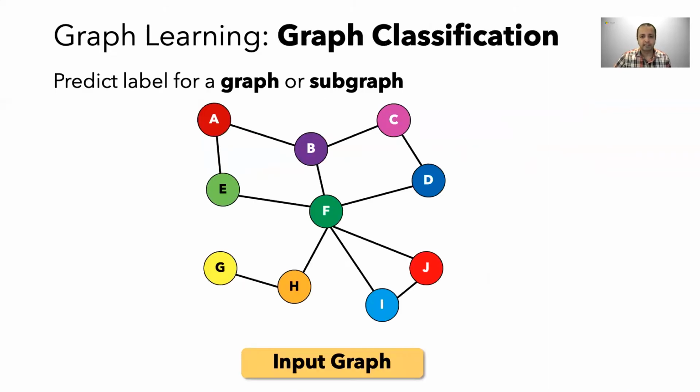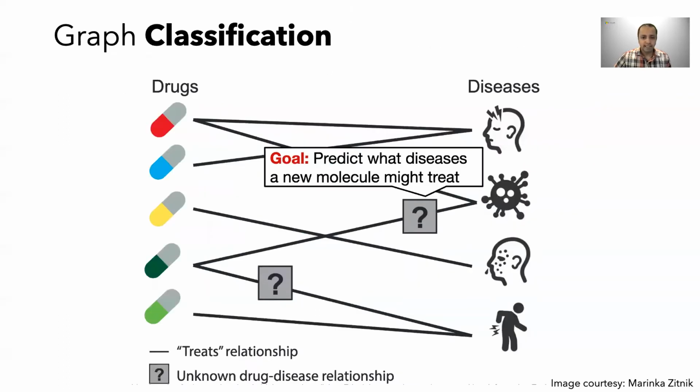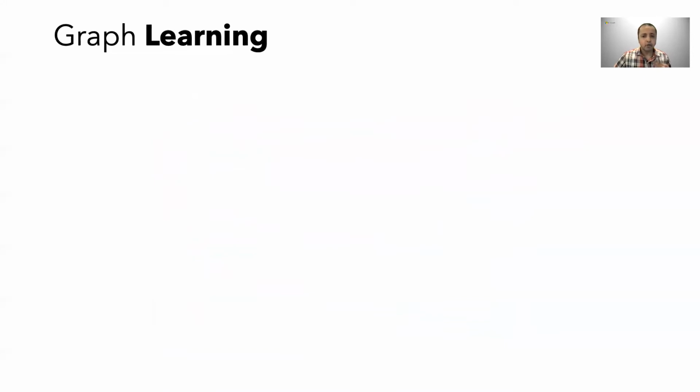Finally, graph classification predicts labels for a complete input graph or a subgraph. These tasks are mostly used in sciences, for example, to predict if a drug would be a good treatment for a particular disease. How do you learn from these graph structured data?